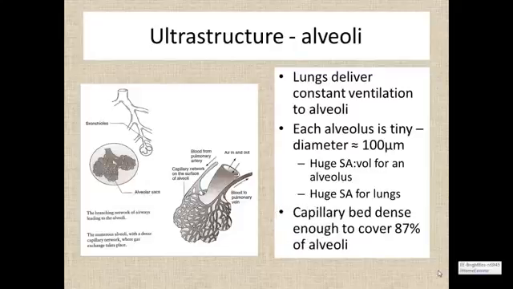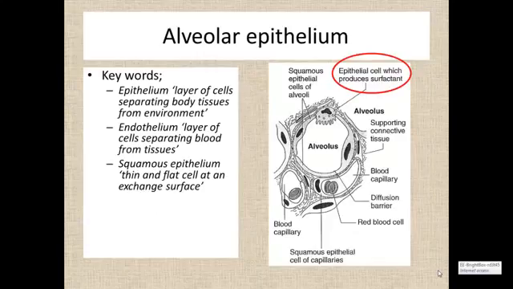Also very important is the blood supply to it. We need the capillary bed to be very dense, covering a lot of the surface area of the alveoli. Otherwise, all this surface area we generate by having these alveoli will be wasted if we're not wrapping them up in capillaries. So, a closer look at the alveolar epithelium itself.